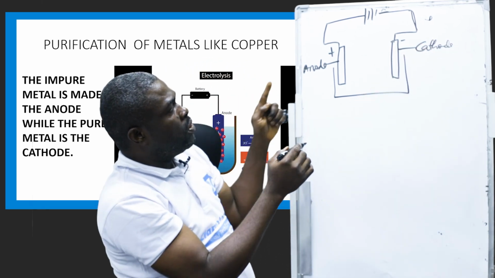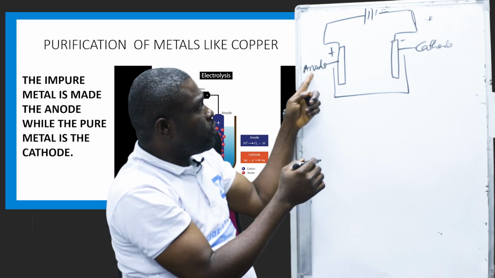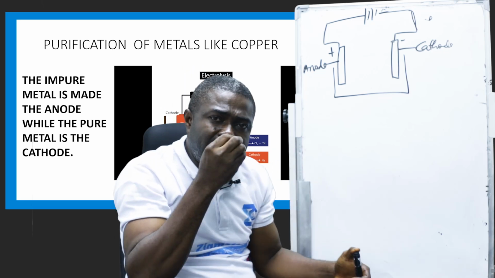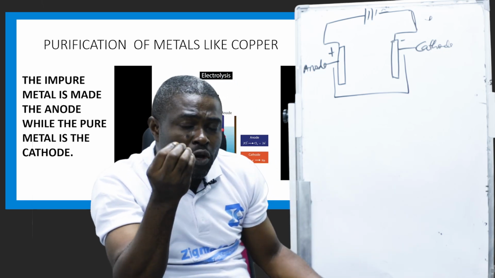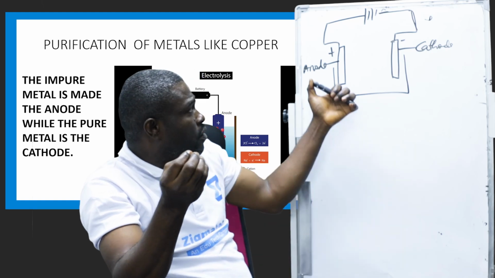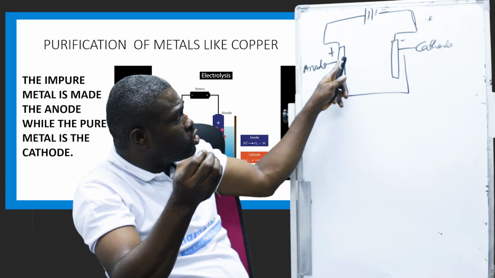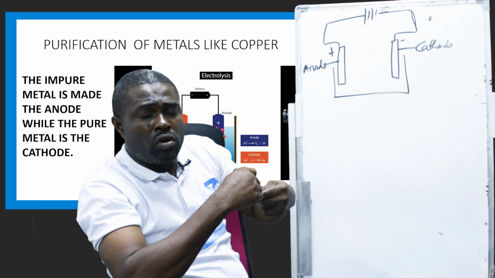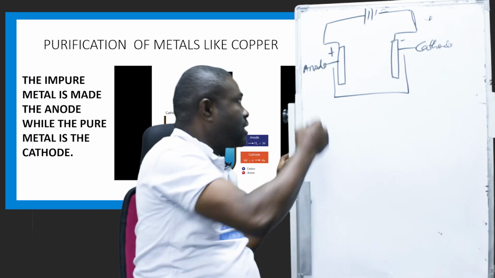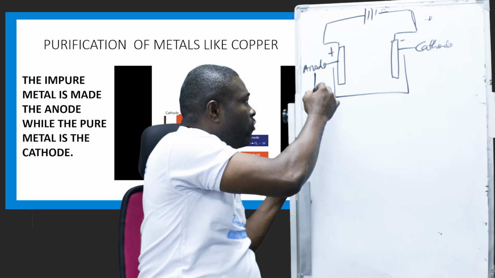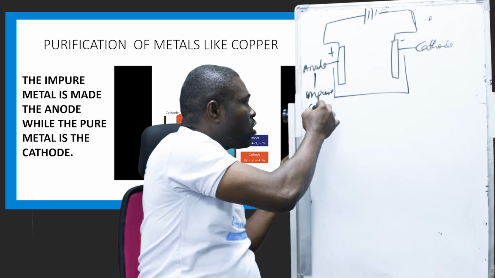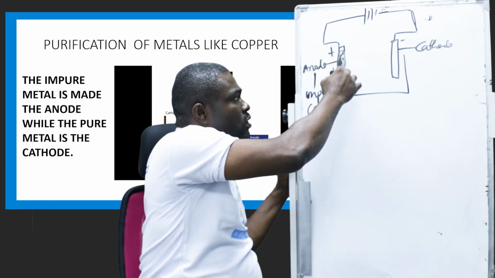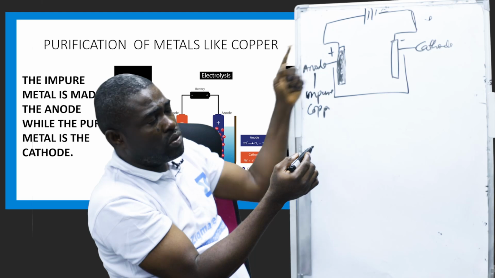Now, which material are we going to use to construct the anode? Bring that impure copper or that impure metal. Make sure you use it to construct the anode. In fact, the anode should be the impure metal. Let me assume it's copper. This is the impure copper. So here you place that copper that is not pure, that contains impurity, at the anode.